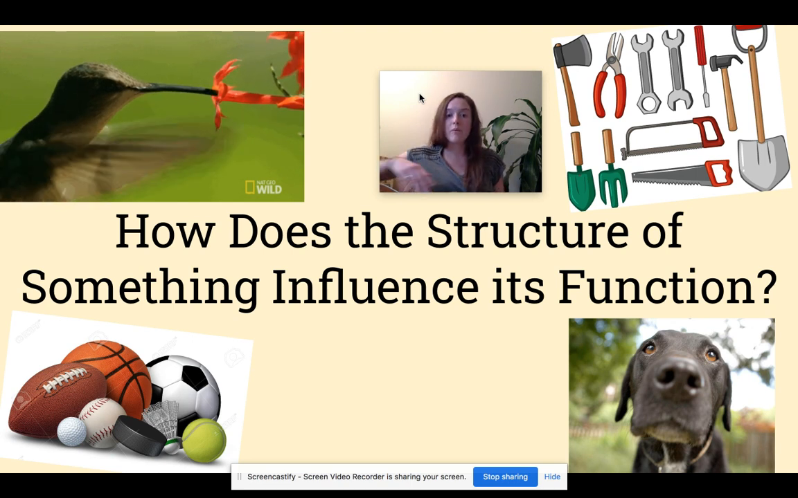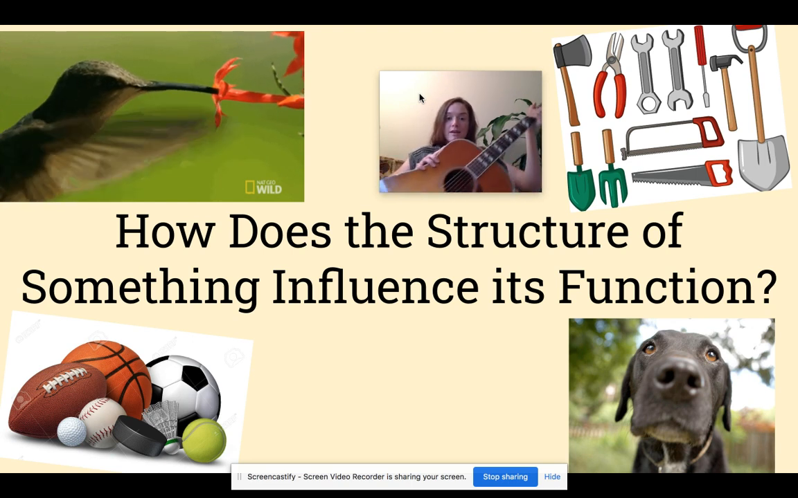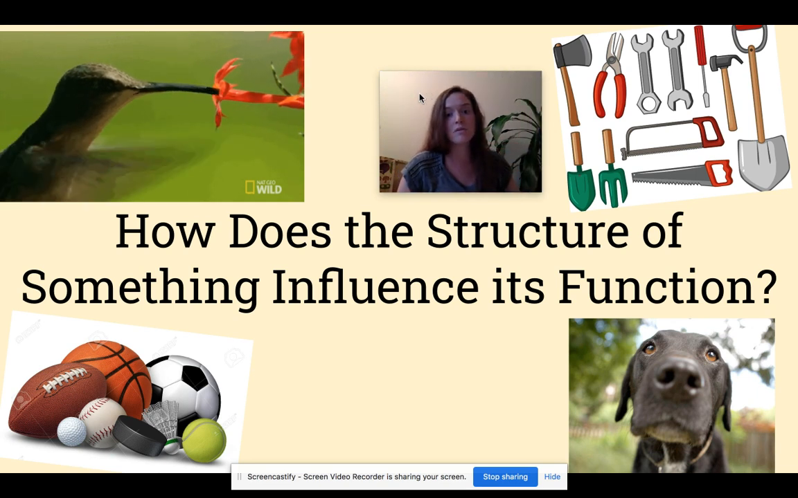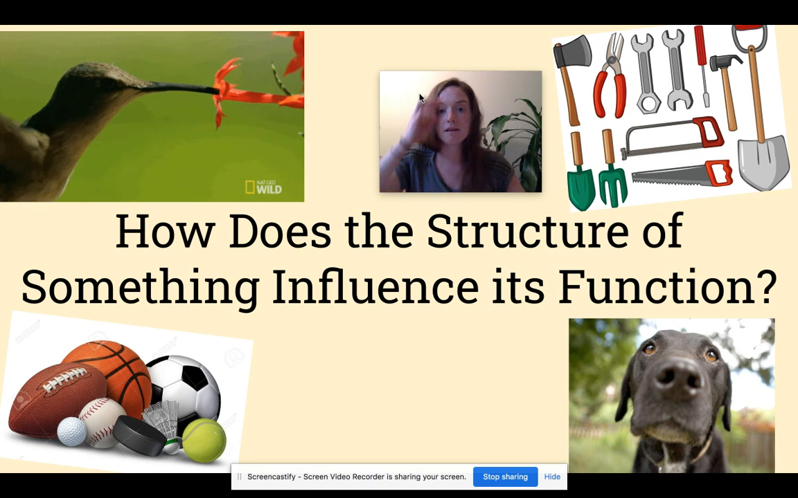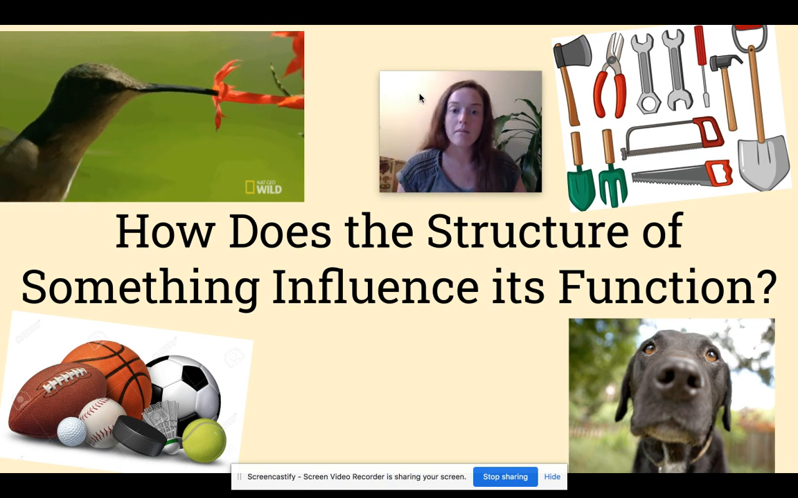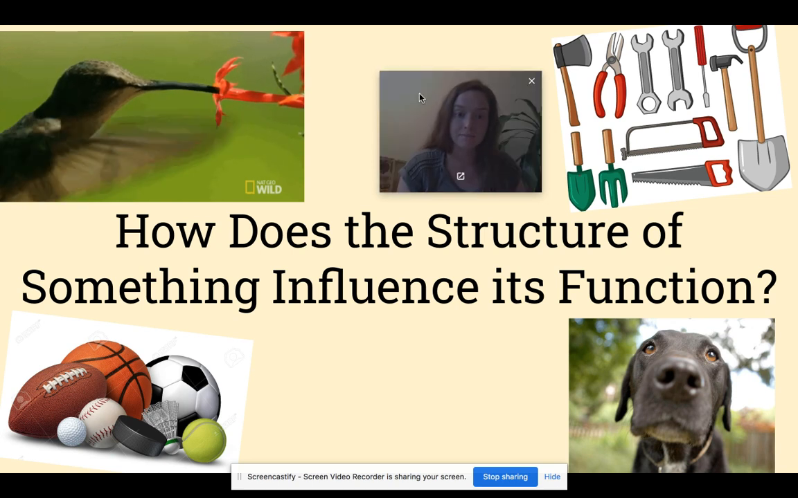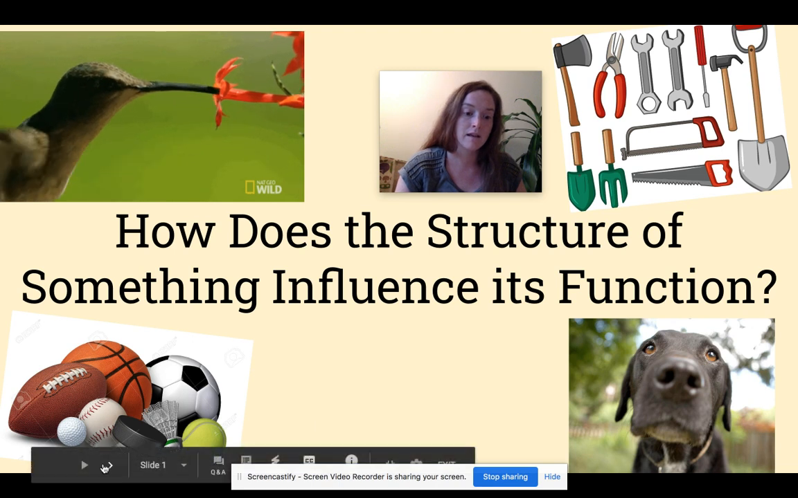So I want you to be thinking about this in your own life. Everything from living things to things that you play with, things that are part of your hobbies. Everything's shape is somehow related to its function. And that's even true at the tiniest level, at the molecular level.